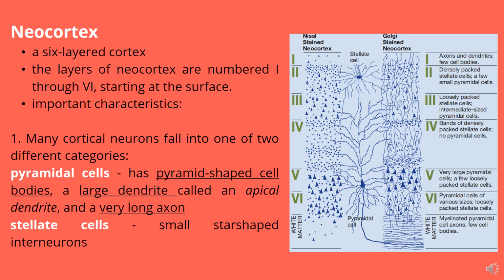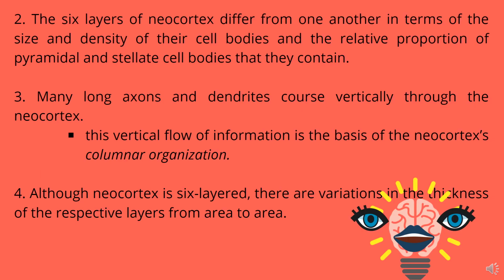The first important characteristic is that many cortical neurons fall into one of two different categories. The pyramidal cells are large multipolar neurons with pyramid-shaped cell bodies, a large dendrite called apical dendrite, and a very long axon. The second one is the stellate cells, which are small star-shaped interneurons, or neurons with a short axon or no axon.